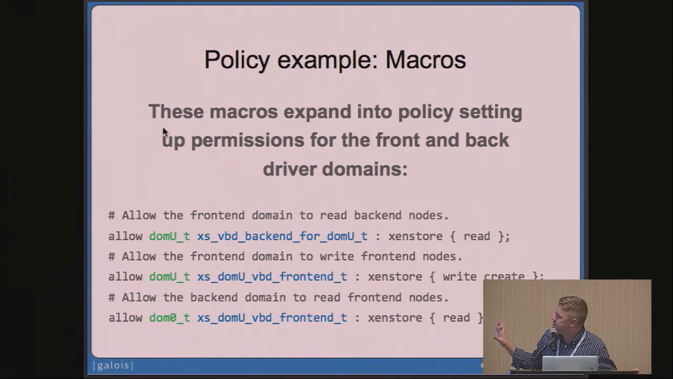In some cases, the front end has to be able to write to its own nodes. The front end and back end need to be able to read each other's nodes and so on. We can see in blue here a bunch of labels that have been computed by pasting together all those things. The fact that it's a block device tells us how to label those nodes, and we know how to tie those two macros together by convention.